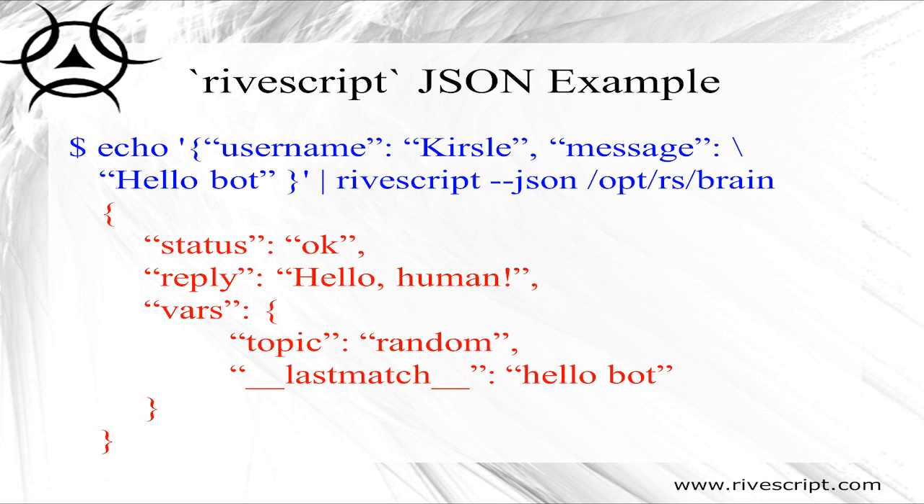A little example to show you how that works. This is what you would type at a shell prompt. You have your JSON encoded input with username and message, pipe that into Rivescript with the JSON option and your path to your files, and then it will respond with this. Status OK, the reply that you got, and all the user variables that have been modified or set by the Rivescript, so that your program could parse those variables back into something and keep a local state. You can also pass those variables in your input JSON too.